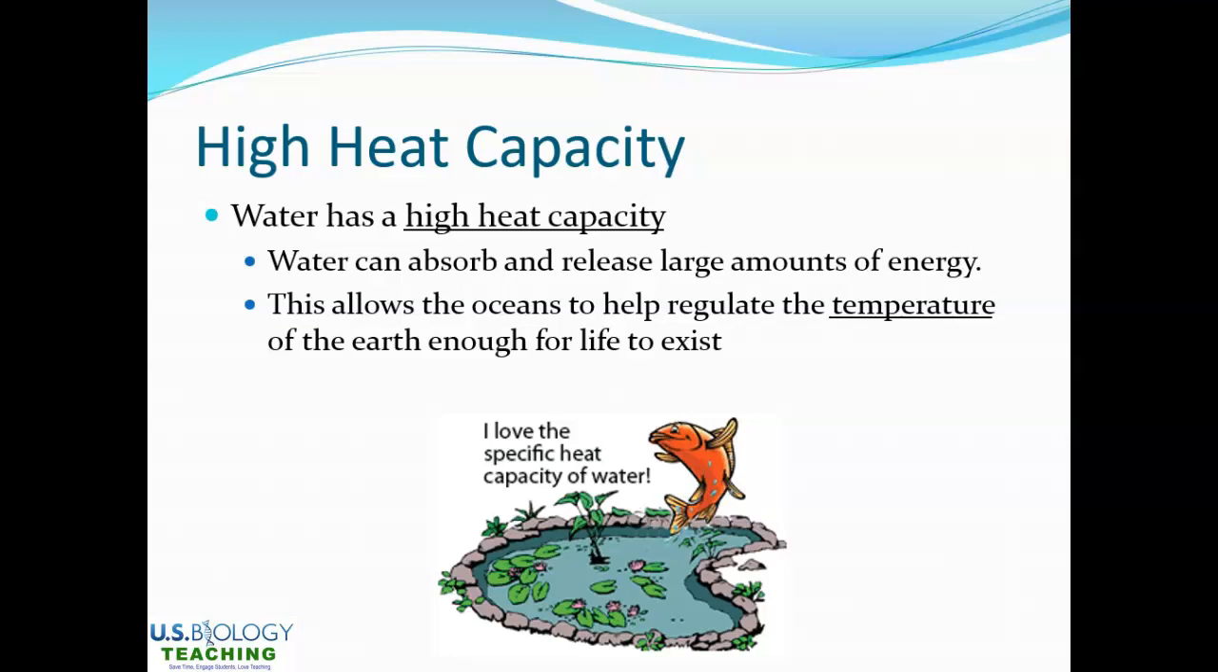The next is high heat capacity. Water has a high heat capacity. Water can absorb and release large amounts of energy. This allows oceans to help us regulate the temperature of the earth enough to allow life to exist. This also helps regulate the temperature in some cases, like on land in certain areas.